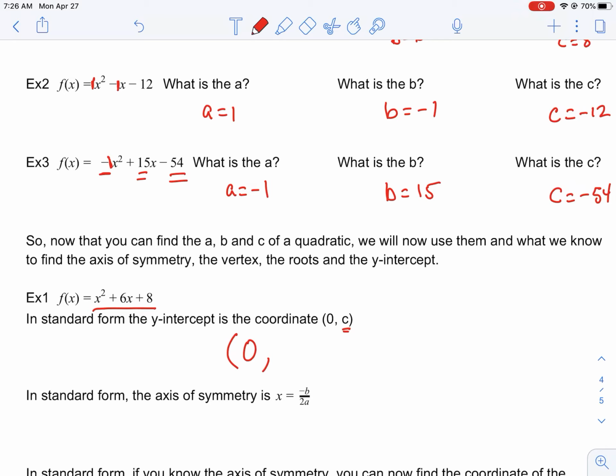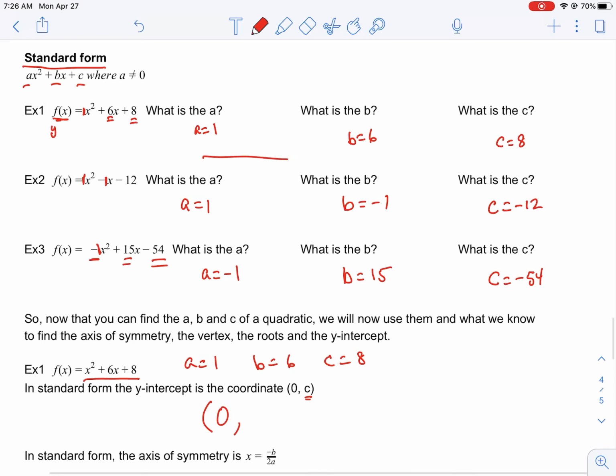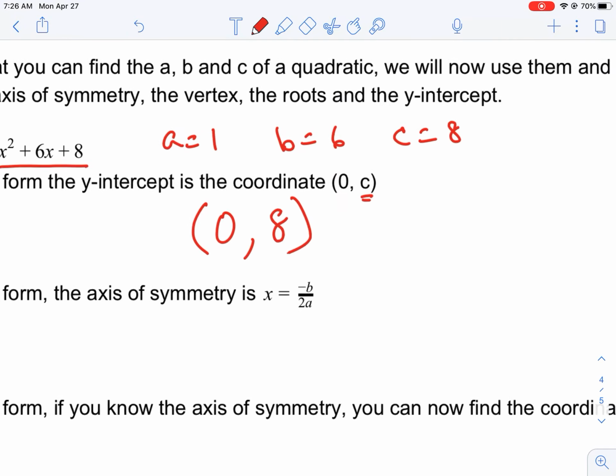Or, in this case, a equals 1, b equals 6, and c equals 8. We did that already above, up here. Okay? So, we know that c is 8. So that coordinate, (0, 8), is the y-intercept. So we know that's where it'll cross the y-axis. Okay? So now here's the newest part.